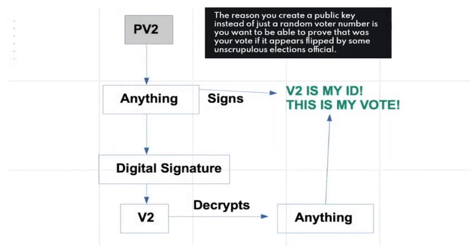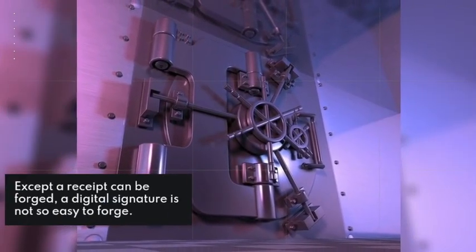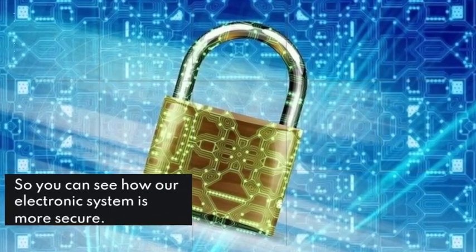The reason you create a public key instead of just a random voter number is you want to be able to prove that was your vote if it appears flipped by some unscrupulous elections official. Your private key PV2 is the equivalent of the receipt in the elections thought experiment we held earlier, except the receipt can be forged, and a digital signature is not so easy to forge. So you can see how our electronic system is more secure.